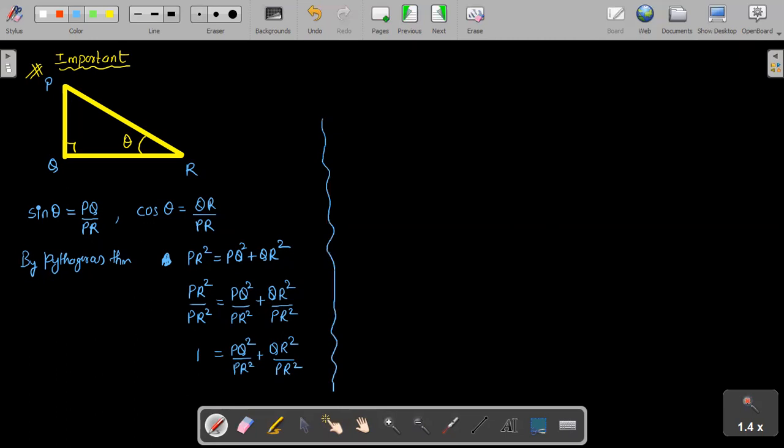Let me continue it here. 1 equals PQ square divided by PR square. I can write it as PQ divided by PR whole square. It's the same thing, but I'm just writing it in a different way. Plus QR divided by PR whole square. Let us substitute now. PQ divided by PR, we already know, is sine theta, bracket square, and this is cos theta bracket square.